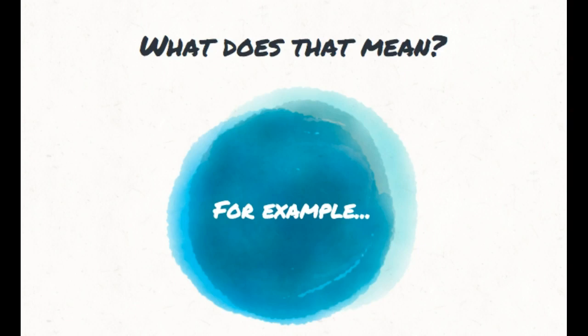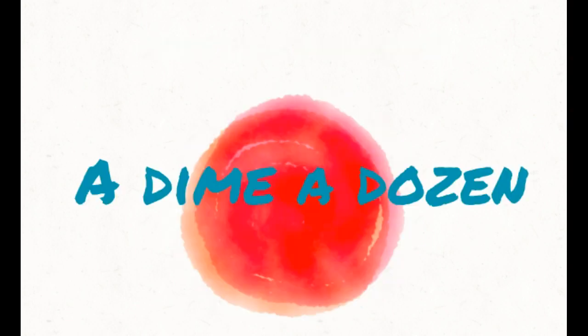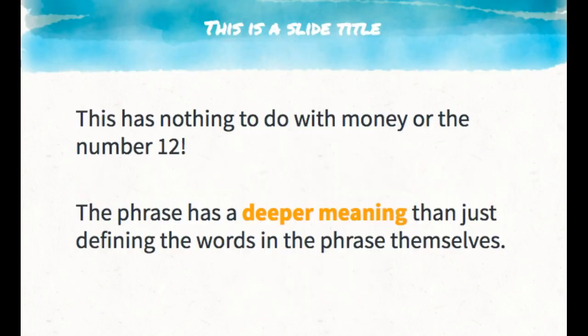So what does that mean? Then I have an example to help you understand the definition better. So an example of an idiom is a dime a dozen. So after I tell the audience what my figurative language is, I give a definition, I give an example, I'm going to go into more explanation.